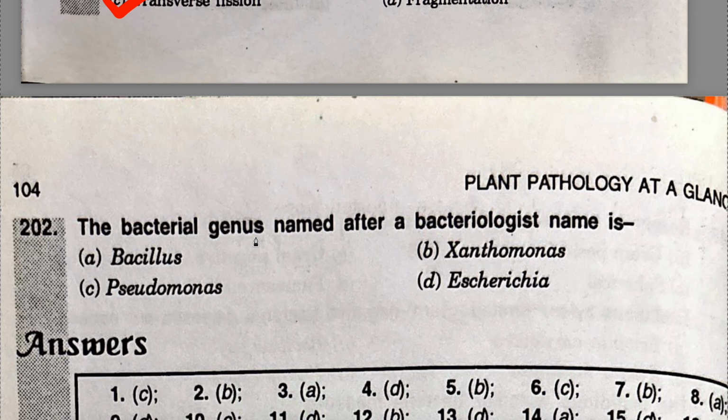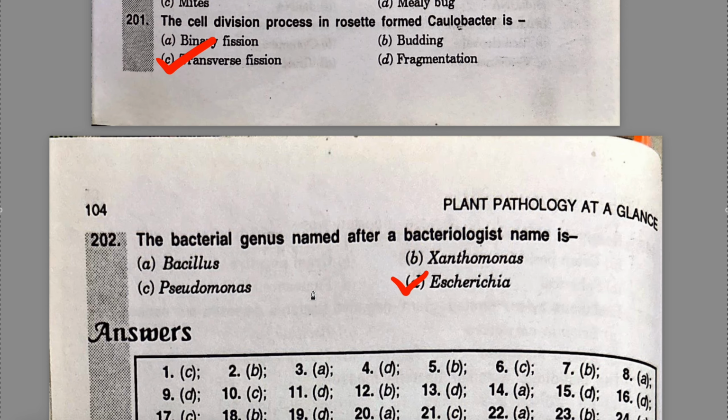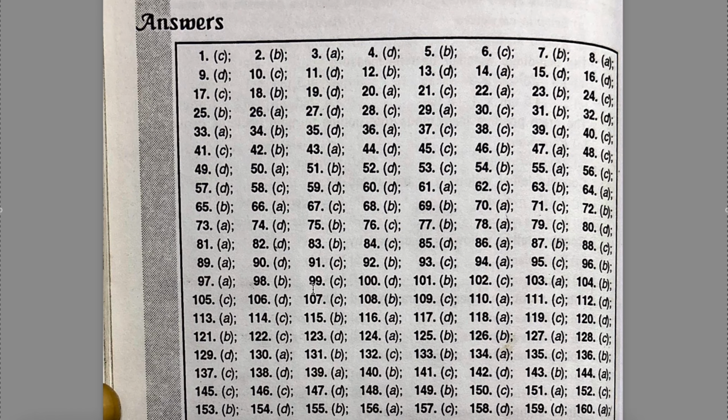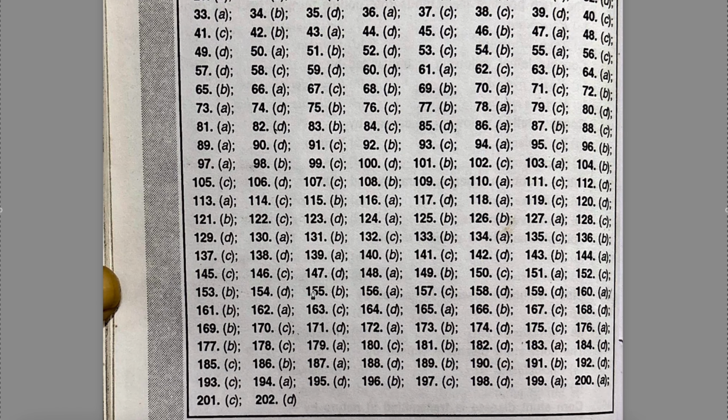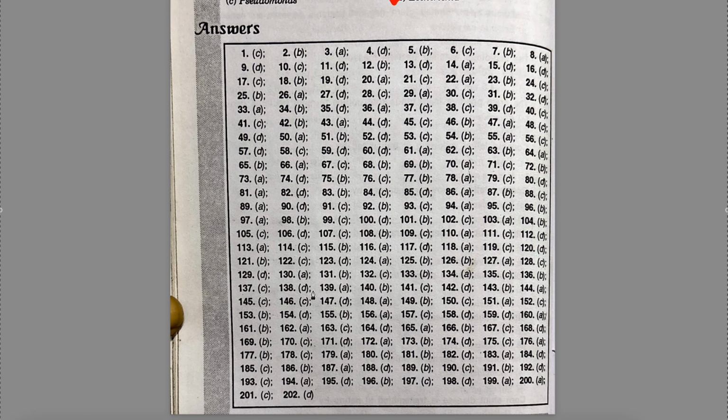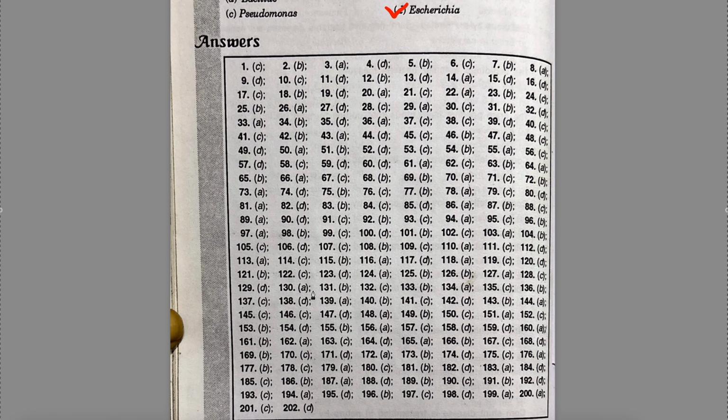202. The bacterial genus named after a bacteriologist: Bacillus, Xanthomonas, Pseudomonas, or Escherichia. The answer is option Escherichia. Okay. So here is the answer key of this bacteriology section. Let me zoom out. Okay, now you can take the screenshot.